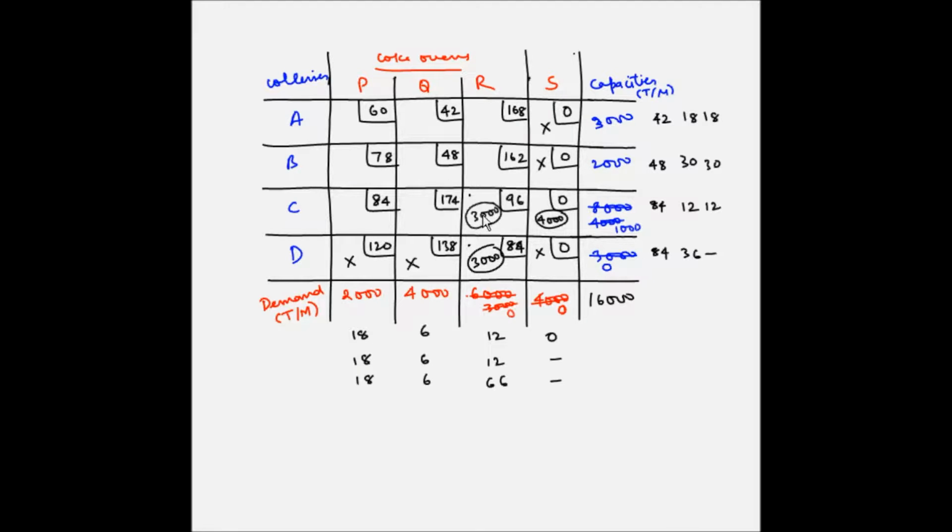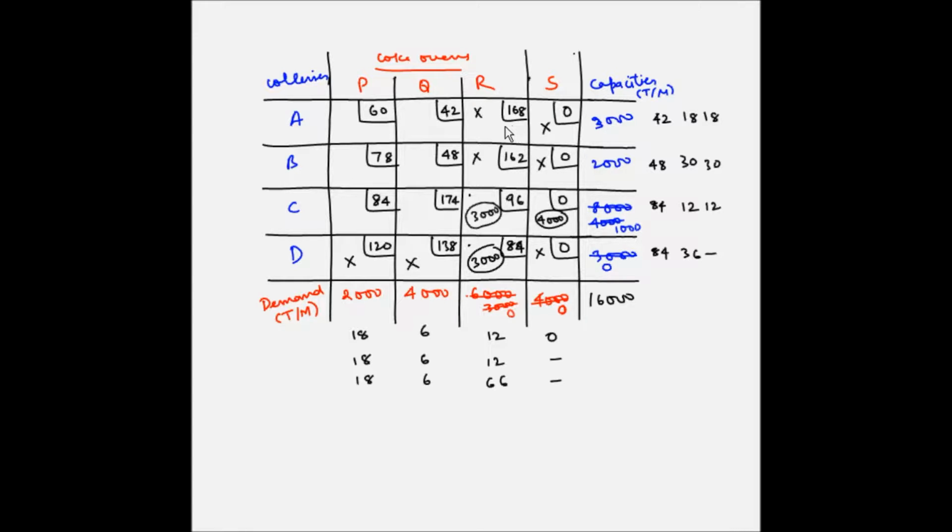So with this allocation, the entire demand at R is met and the supply remaining at C is now 1000 tons. Now since the entire demand at R has been met, we'll cross off the remaining squares for R, indicating that they are no longer required to be allocated. Now let's redetermine the row and column differences.